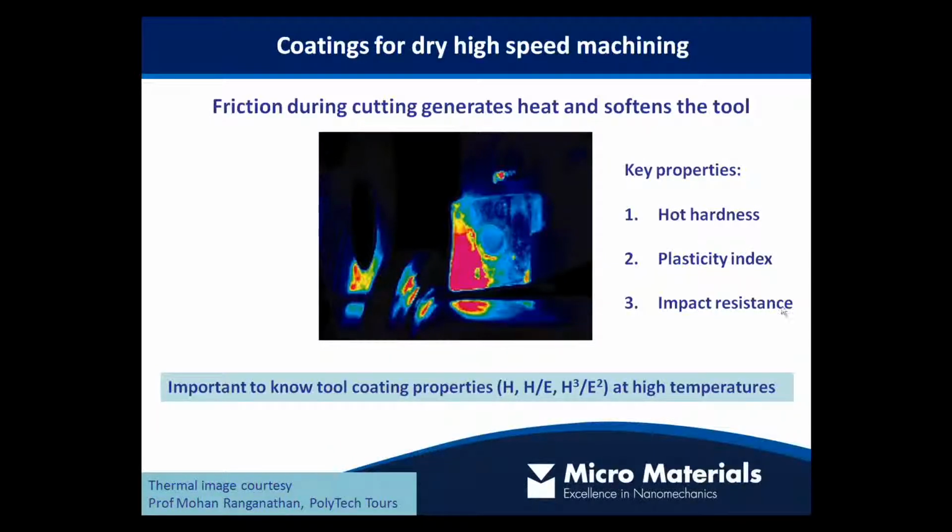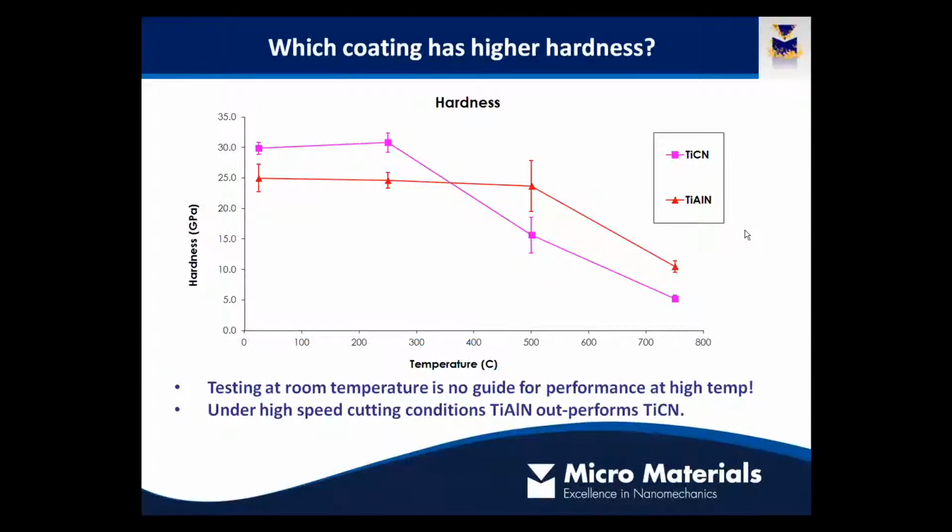So some of these things we'll cover in a later presentation, but I just really want to focus on hardness at the moment. So here we have two fairly typical cutting tool coatings. One of them is a titanium carbonitride coating, and the other one is a titanium aluminium nitride coating. Now these are quite interesting because down at room temperature and even at 250 degrees Celsius, there's a fairly clear ranking in that the titanium carbonitride is significantly harder than the titanium aluminium nitride.